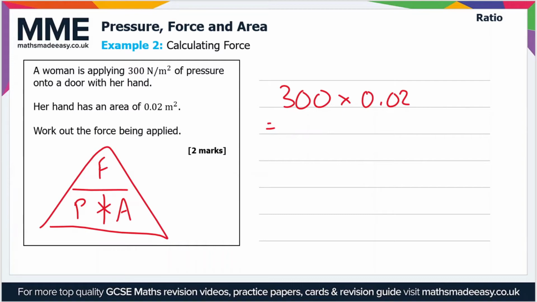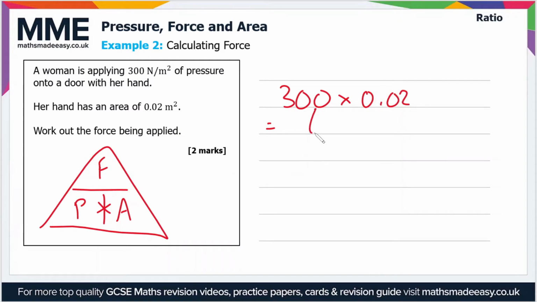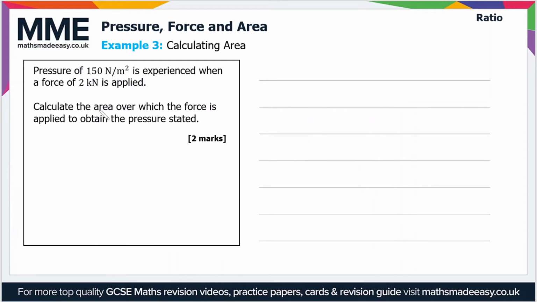So let's just do that on the calculator. 300 times 0.02, that gives us 6. So she is exerting a force of 6 newtons on the door. Finally then, for example 3, we're calculating the area. So a pressure of 150 newtons per metre squared is experienced when a force of 2 kilonewtons is applied. So 2 kilonewtons is 2000 newtons. Calculate the area over which the force is applied to obtain the pressure stated.